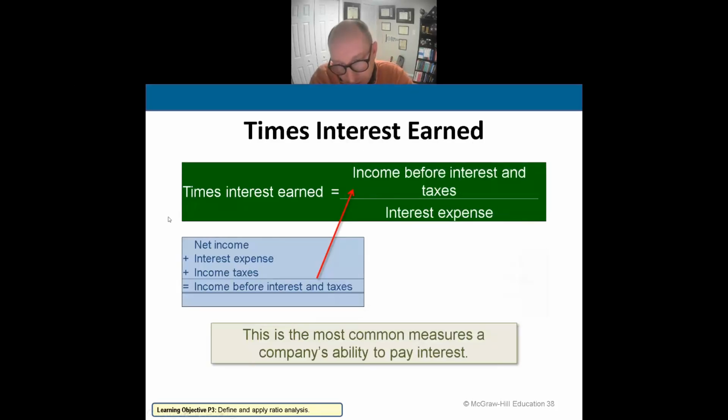Times interest earned. This shows the company's ability to pay interest or dividends. We take income before interest and taxes, found on the income statement, divided by interest expense, also found on the income statement.